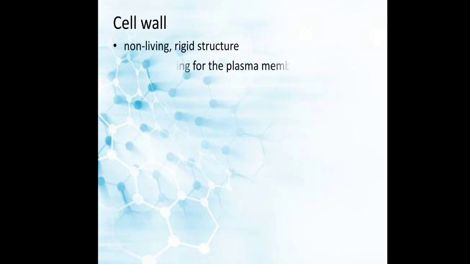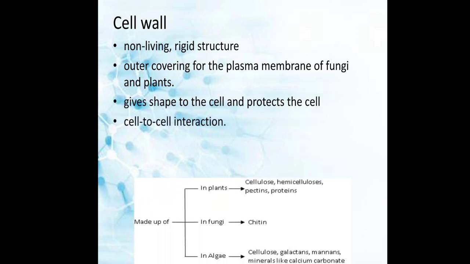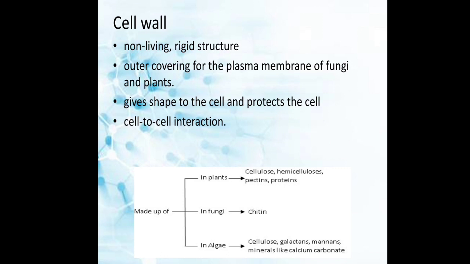Now, what is cell wall? The cell wall is a non-living rigid structure, an outer covering from the plasma membrane or cell membrane of fungi and plants, and absent in animal cells. It is tough, flexible and rigid, which provides cells with both structural support as well as protection. It also helps in cell-to-cell interactions.